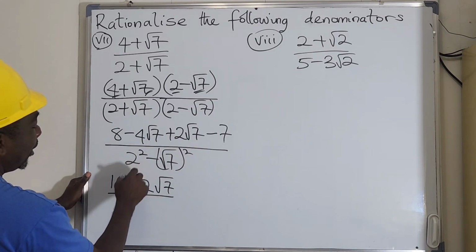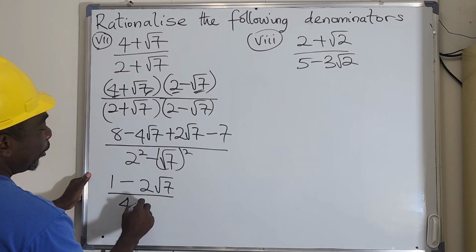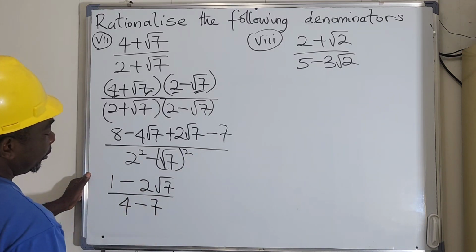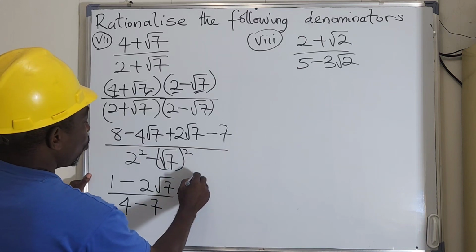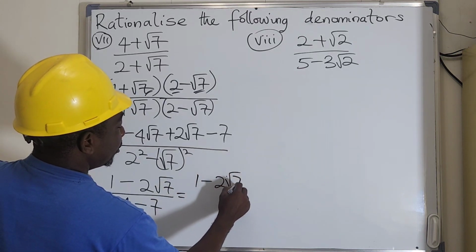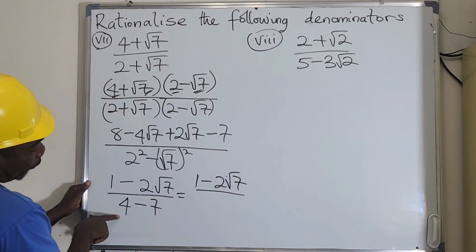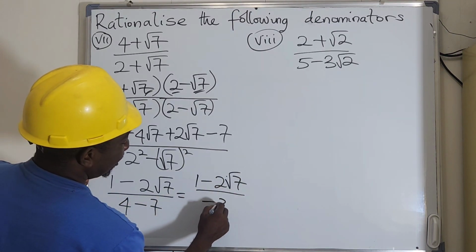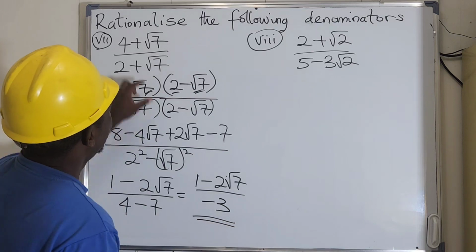All over, we have here 4 minus 7. So this is the same thing as 1 minus 2 root 7 all over, we have 4 minus 7 is minus 3. So this is what we have for this.